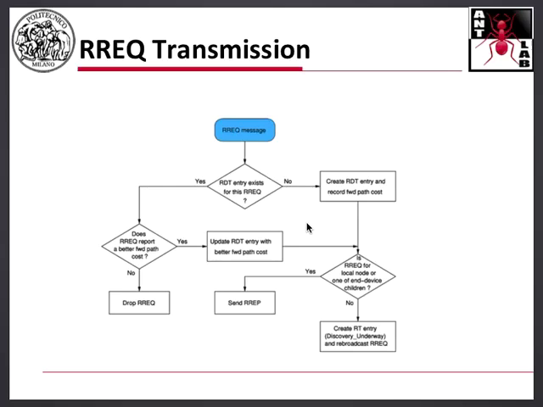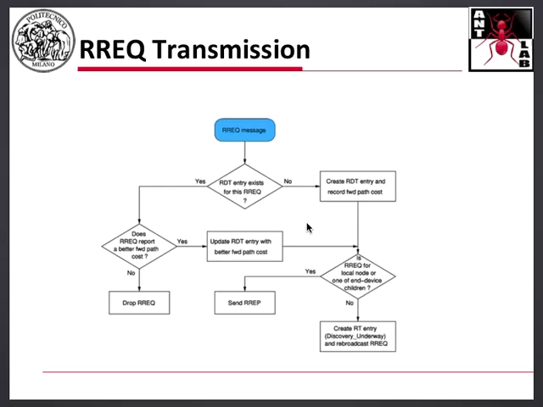So the first test we do is to check whether we already have an entry for that specific route request in our route discovery table. Okay. If we already have an entry for that specific route request, it means that we have received in the past a route request message for the same destination and from the same node. Okay? Clear?